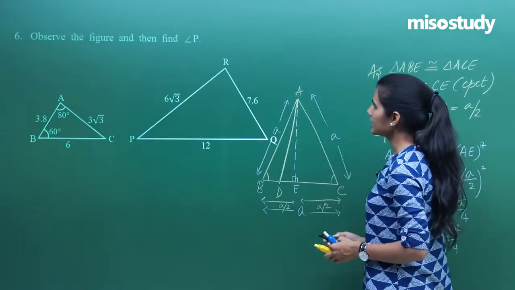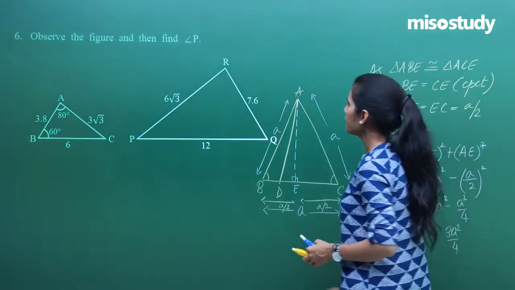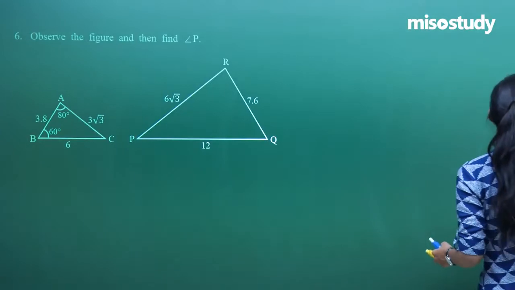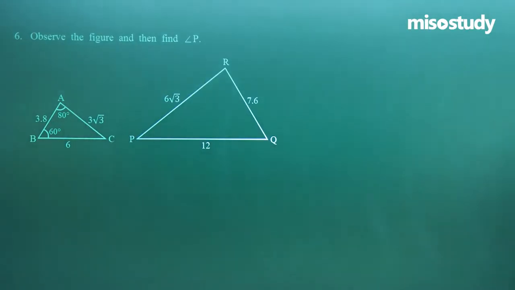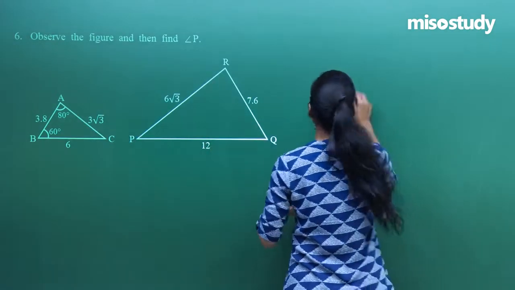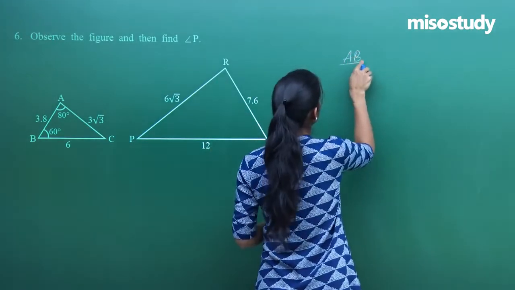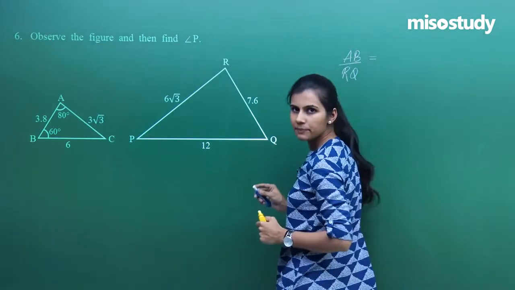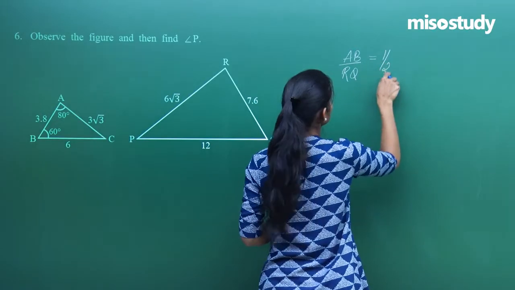Next question says that observe this figure and find angle P. Let's do that. If you observe these two triangles, you can clearly see AB upon RQ is 3.8 upon 7.6, which is 1 by 2.